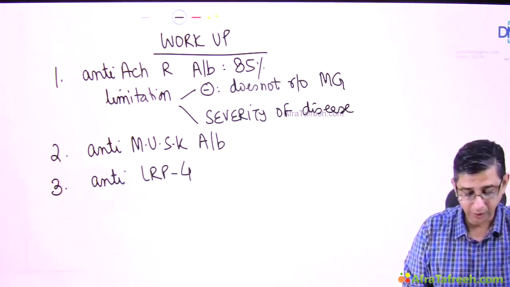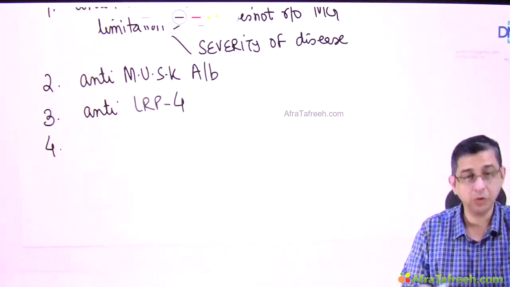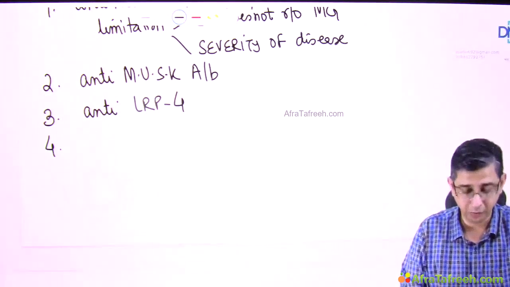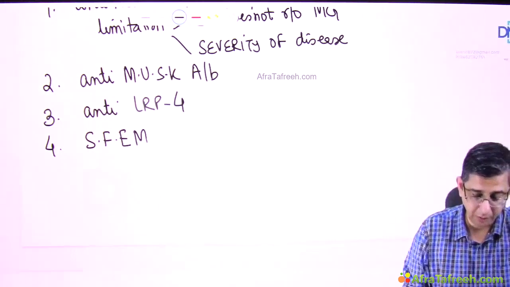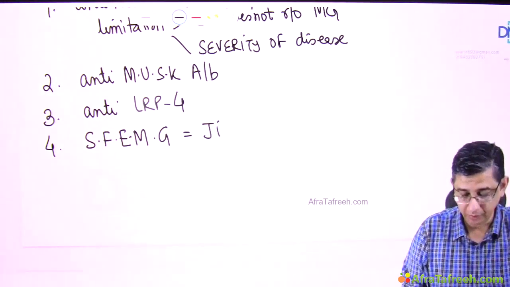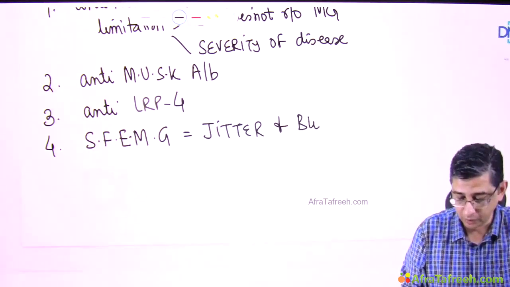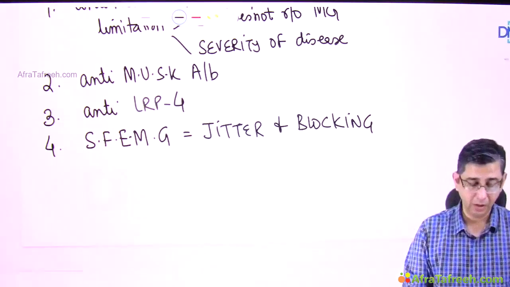So once we have done these tests, we are sure about our diagnosis, but we need to be more sure. So for confirmation, what will we do? That would be called SFEMG, that is single fiber electromyography. The findings in this case would be referred to as jitter and blocking, which simply means that the amplitude of contraction will not be as substantial as it should be in a normal muscle's performance.